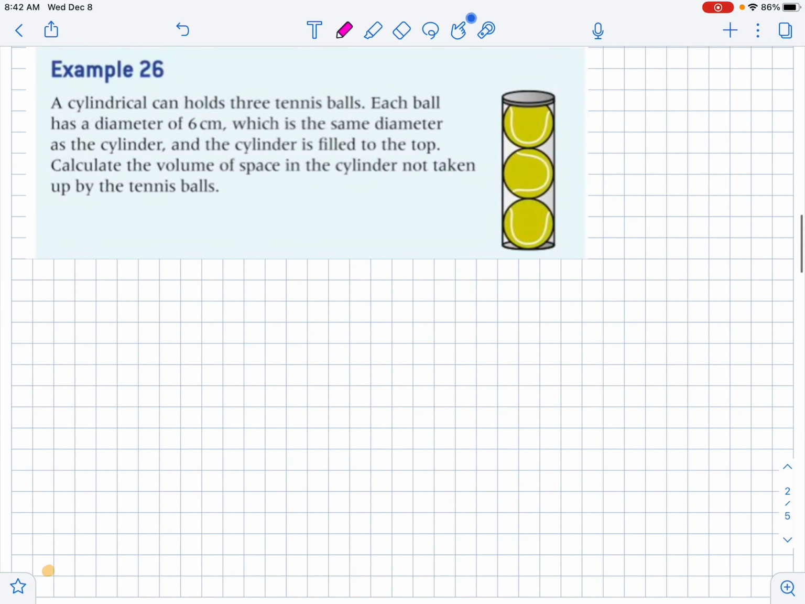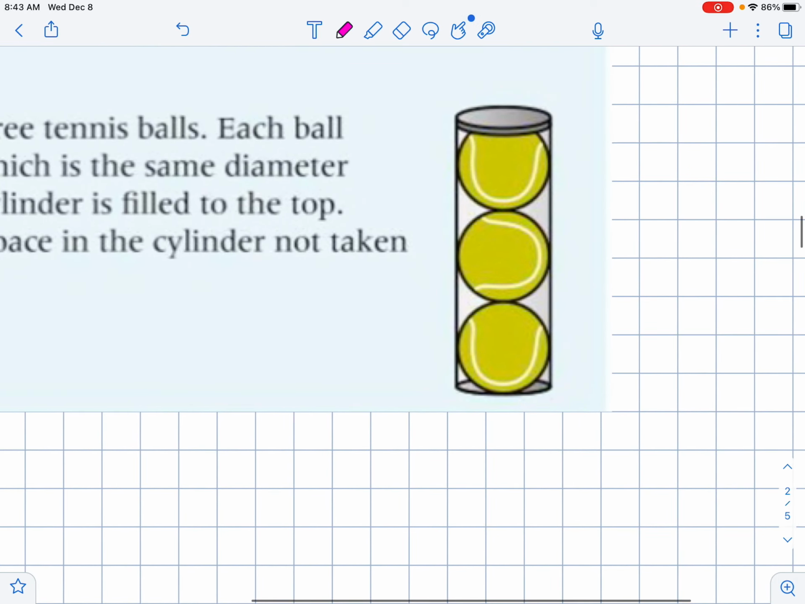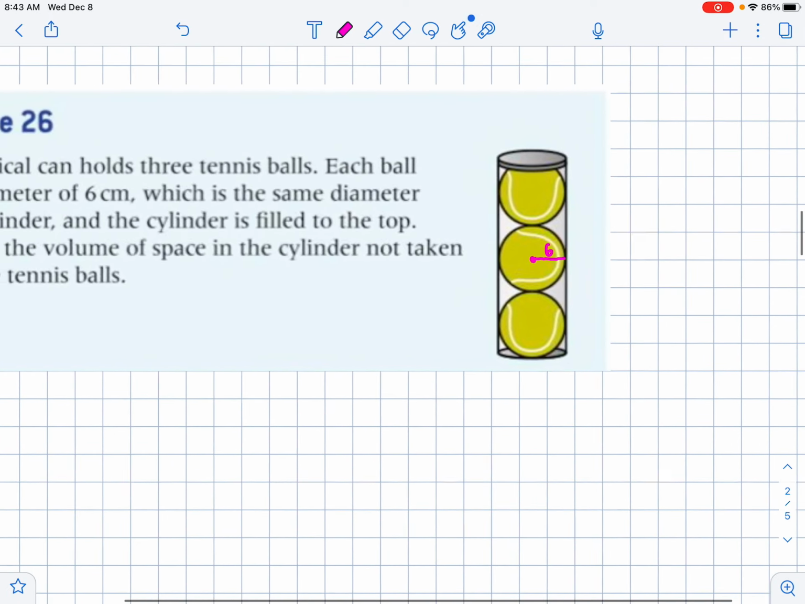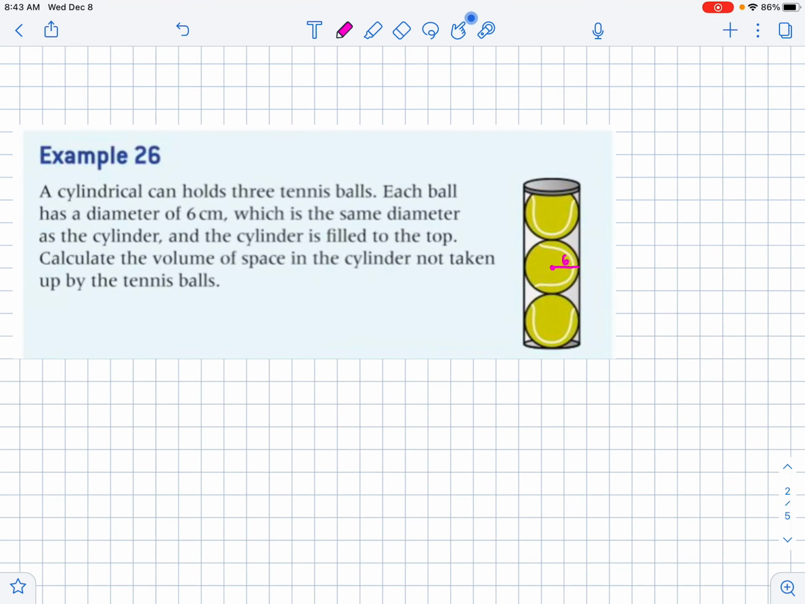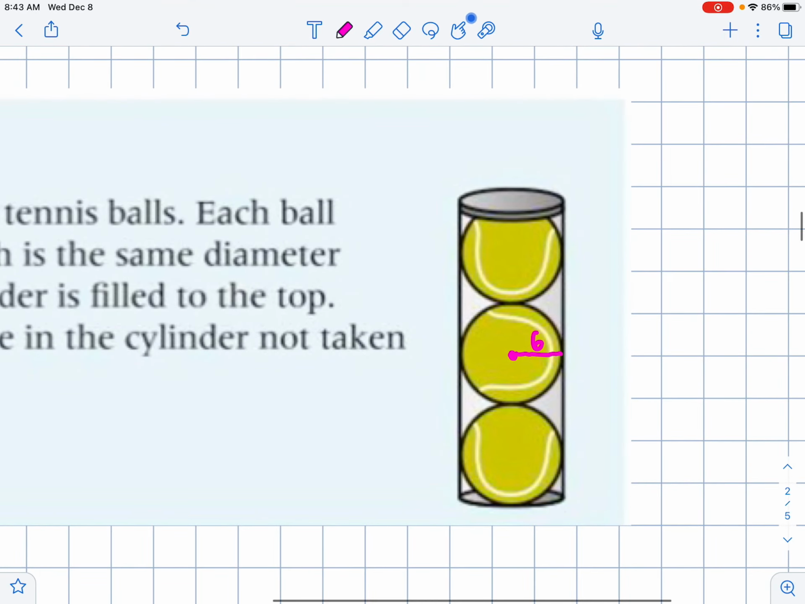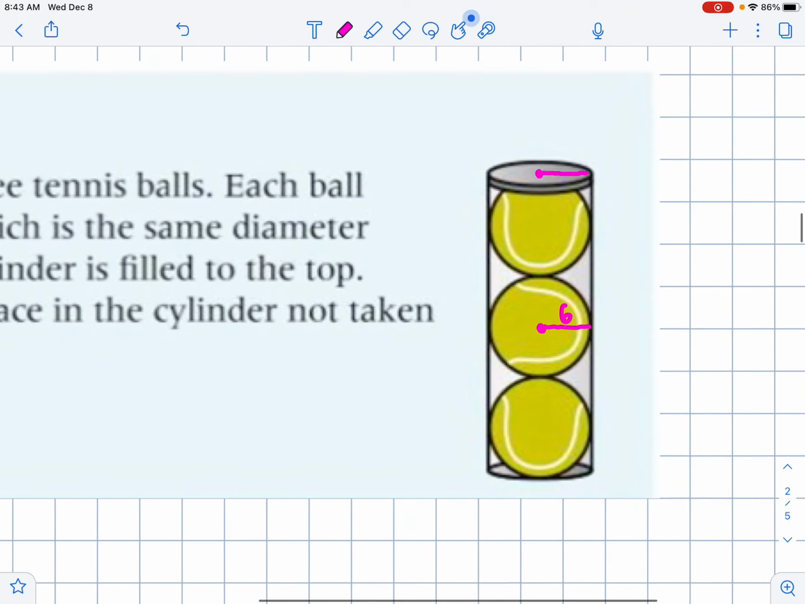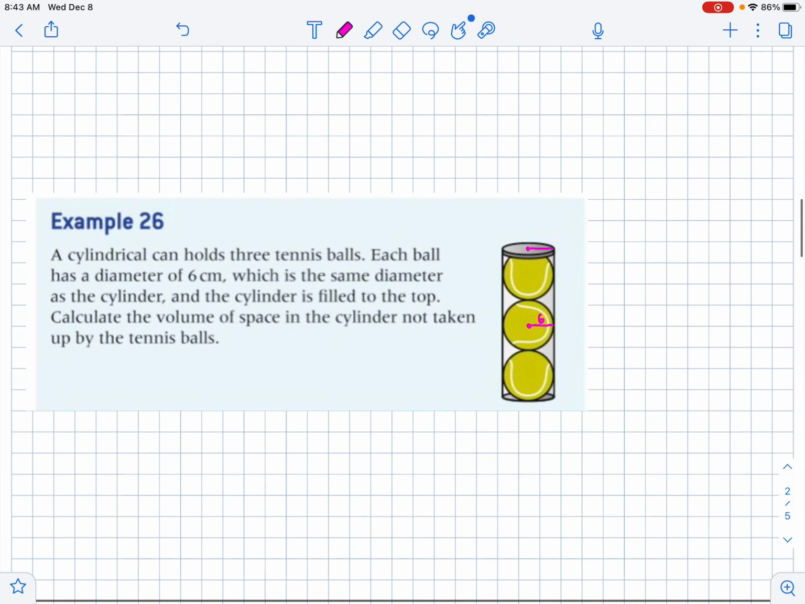All right. The classic 3 tennis balls in a can. A cylindrical can holds 3 tennis balls. Each ball has a diameter of 6 centimeters. So I'm just going to go ahead and start drawing on here that from here over is 6 centimeters. And it's the same diameter as the top of the can. So they're saying that's also the same. I guess they're saying there's no thickness to the plastic on the outside. That's nice that we don't have to think about that.